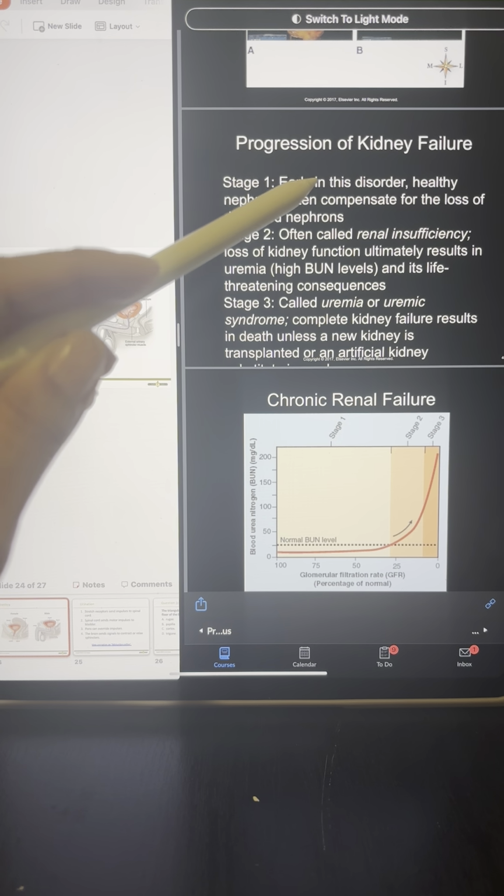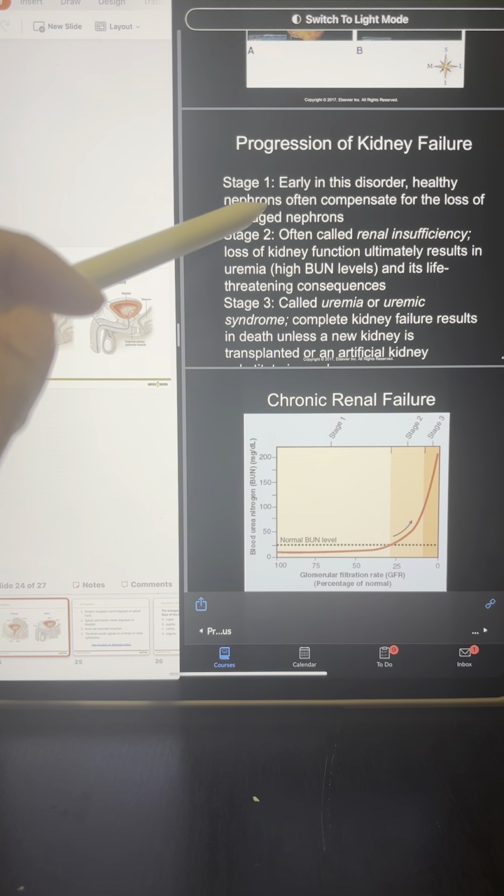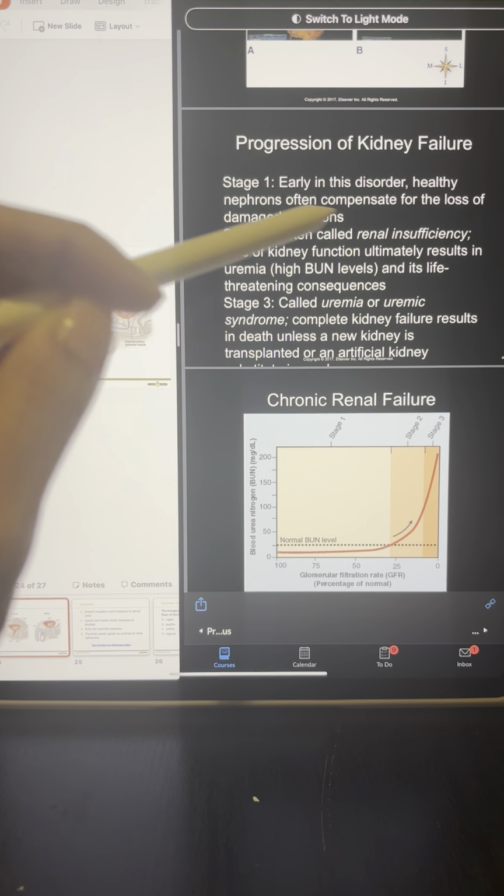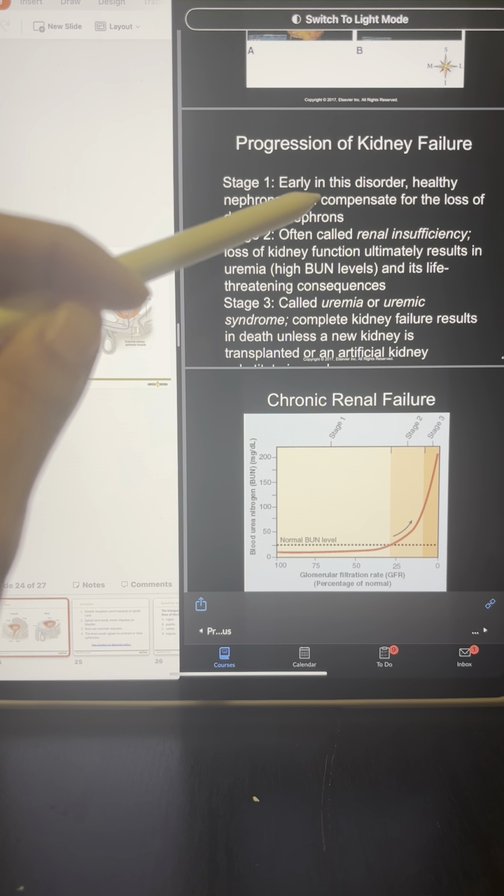Kidney failure stage 1, early in this disorder. Healthy nephrons often compensate for the loss of damaged ones. So if you've got like two or three damaged, then you've got their neighbors trying to compensate, trying to help out and take over for them.